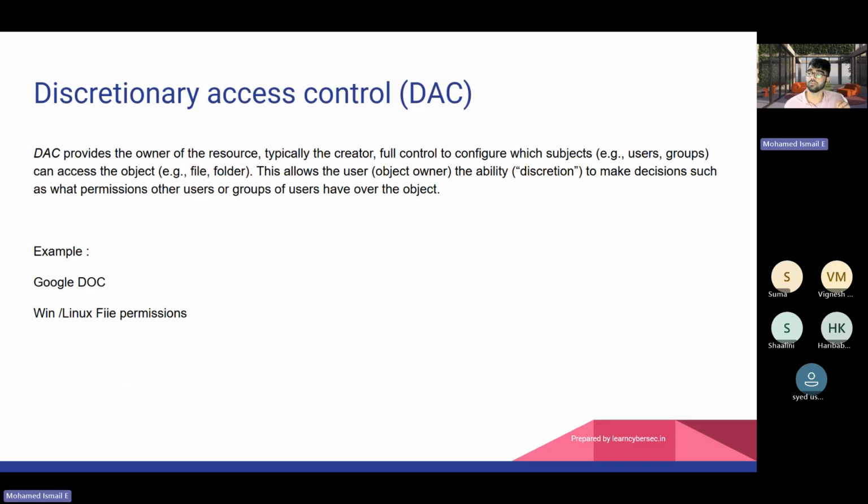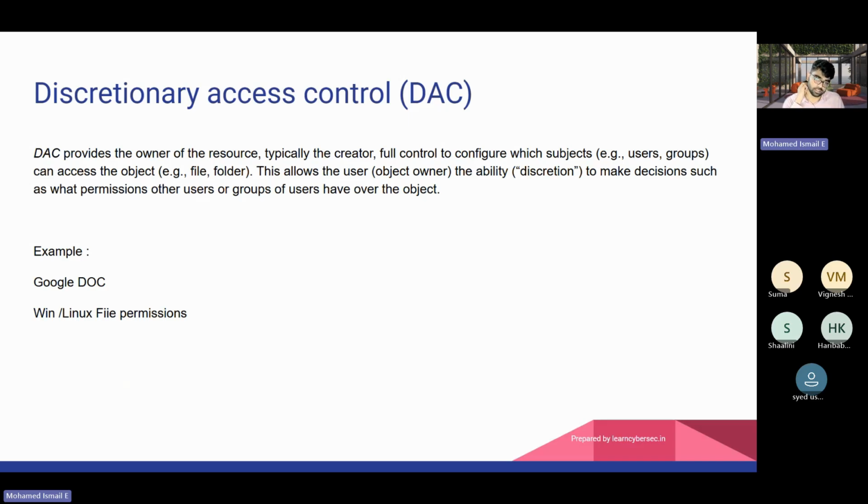DAC provides the owner of the resource, typically the creator, which is you, full control. You have access to your Google Drive, so you have full control. You can delete, open, or create any document on your Google Drive. Full control to configure which subjects, meaning your friend, your classmate, your colleague, your teacher, or your professor, you are sharing the document with. It could be user groups. This gives the object owner, you, the discretion to make decisions such as what permissions other users or groups have over the object.